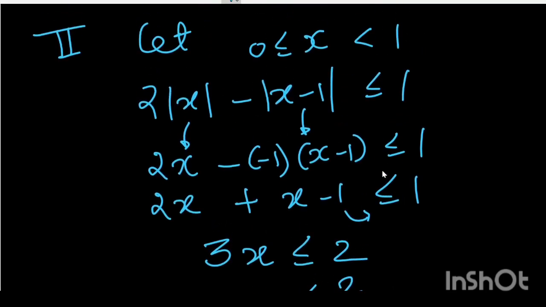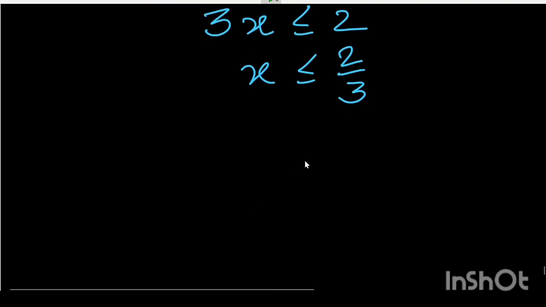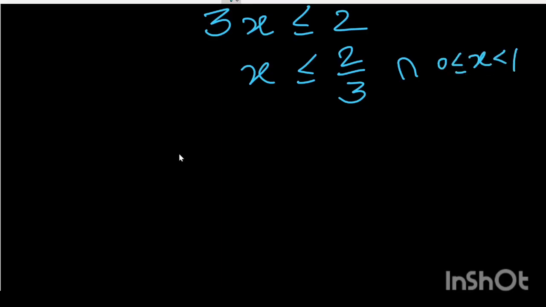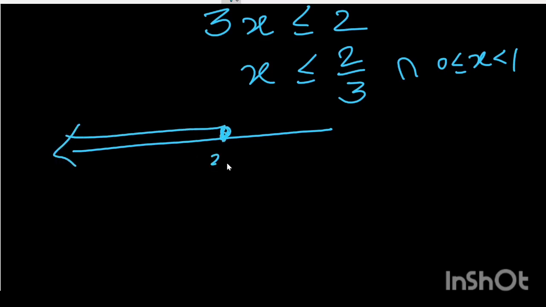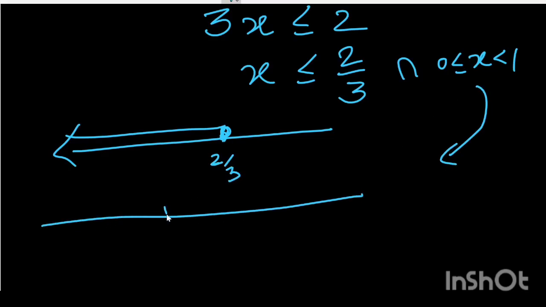Now x less than or equal to 2/3, we will take intersection with what we assumed initially, which is 0 to 1. If you plot x less than or equal to 2/3, it is this, and x from 0 to 1, if you plot, it is this, 0 is included. So as you can see here, their intersection is what, guys?